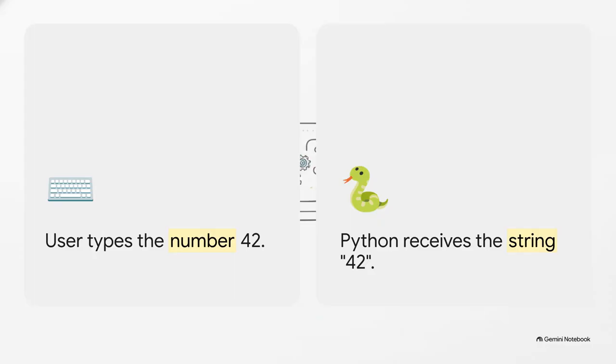Here's the tricky limitation of the input function. Even if you type a perfect round number like 42, Python receives it in quotes. It sees it as a text string. To the computer, it's just characters. So if you try to do math with it, like adding 10, Python will immediately throw an error because, well, you just can't do arithmetic with text.